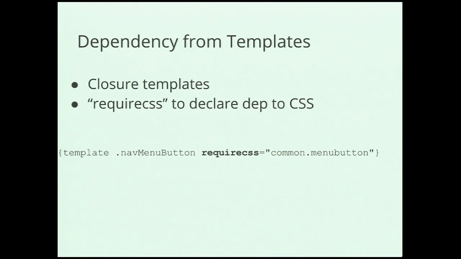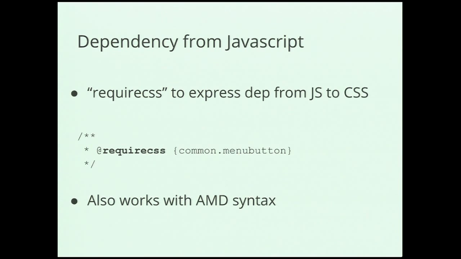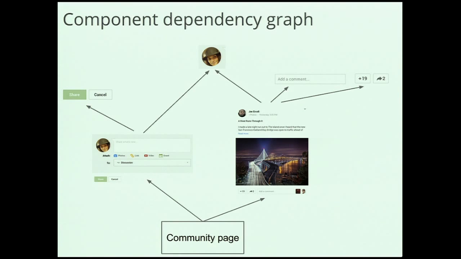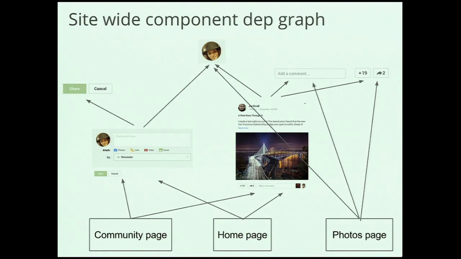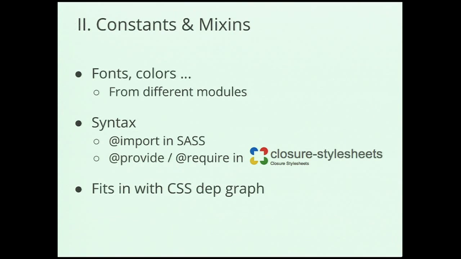So for the templates case, we use closure templates in Google+. And we've come up with this require CSS annotation that you can just add to your template, pointing to the GSS namespace. And similarly, we have an annotation that we use in our JavaScript for the same purpose. And this can just as well be expressed with AMD syntax. So at the end of this, after we have identified these components, bundled them together, and we are expressing dependencies on them, we have a component dependency graph for this page. And once we do this across our entire site, we have a complete component dependency graph.